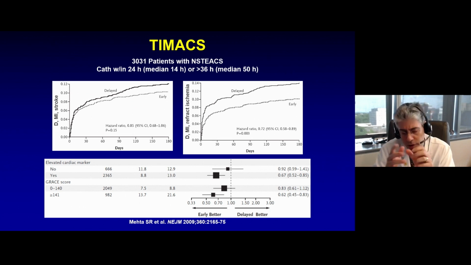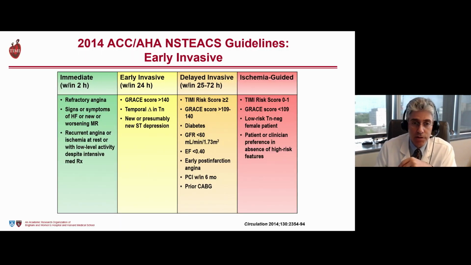But for a more coronary-focused outcome of death, MI, and refractory ischemia, there was a very clear reduction, a 28% reduction. And shown in the bottom, a forest plot showing that for the patients at higher risk with elevated cardiac biomarker or high integrated risk score, in this case the GRACE score, there was a bigger benefit there. So for our patient who was high risk with a positive troponin, I probably would cath them within about 24 hours or so, as the majority of people answered.